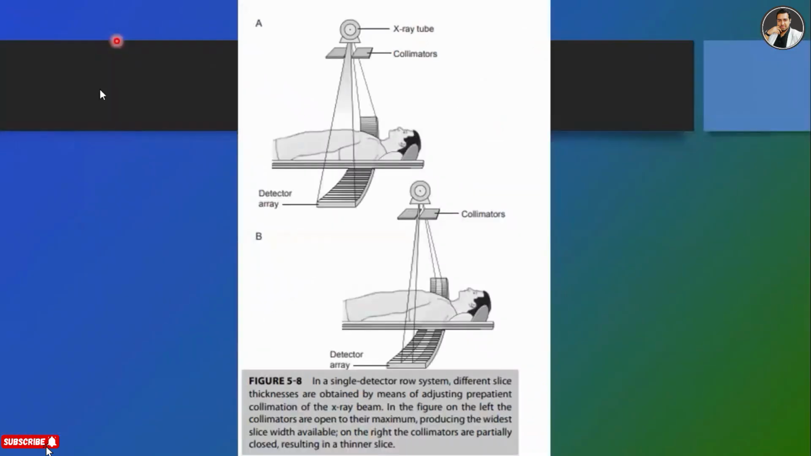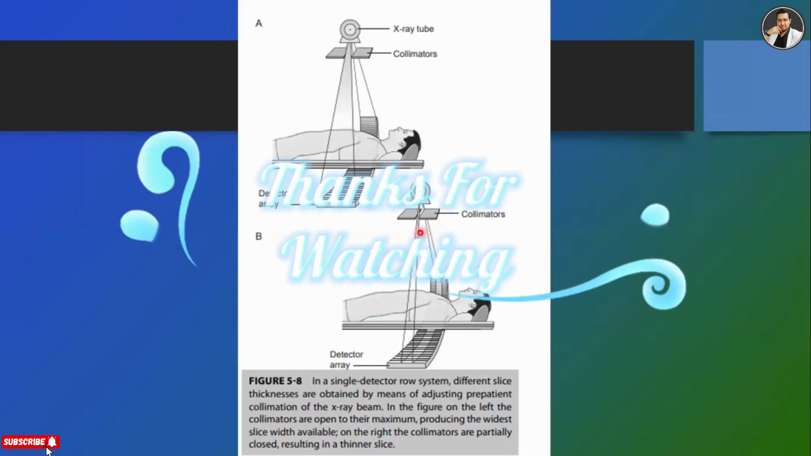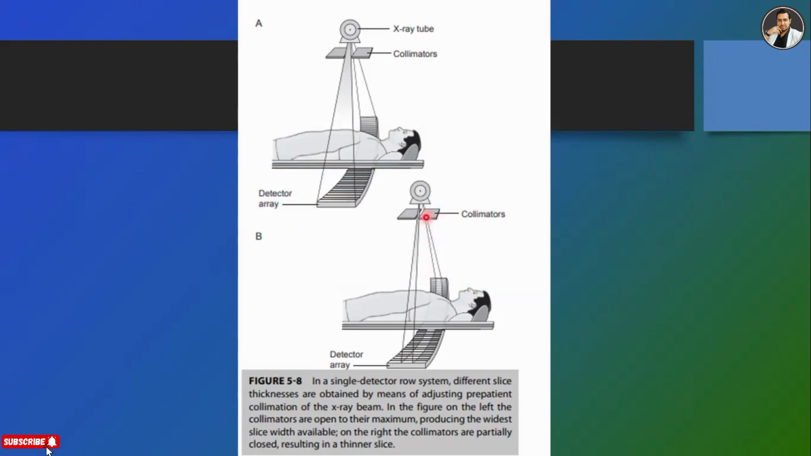Now let's see how the collimator controls the slice thickness. If we increase the window, a wider slice of X-ray will fall on the detector. Close the collimator and the slice thickness decreases. If we increase the slice thickness, more X-ray will fall on the detector.